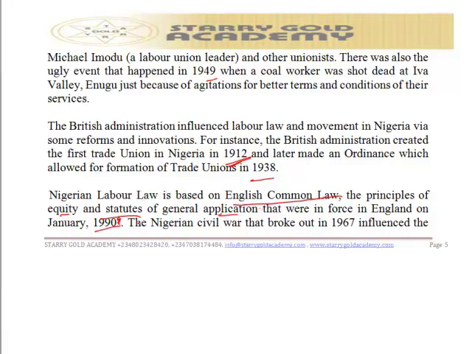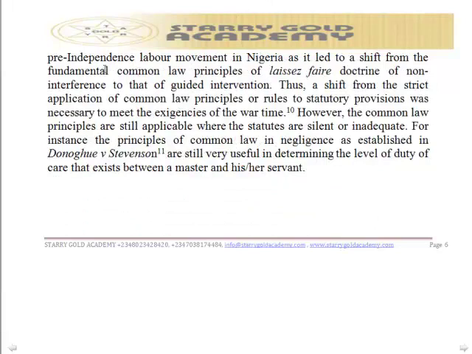The Nigerian Civil War broke out in 1967. This influenced the pre-independence labor movement in Nigeria, and it led to a shift from the fundamental common law principles of the laissez-faire doctrine of non-interference to that of guided intervention.